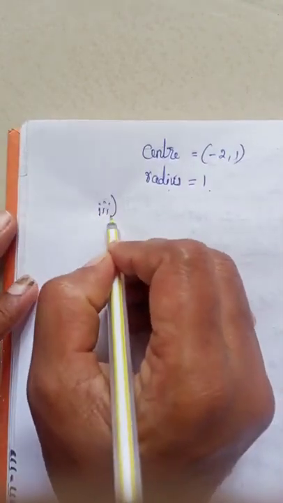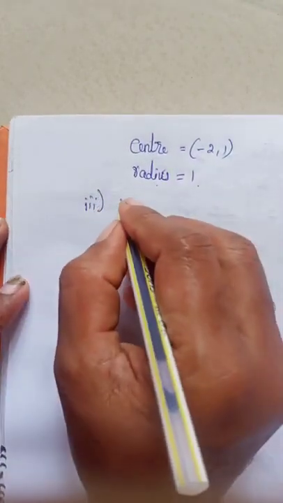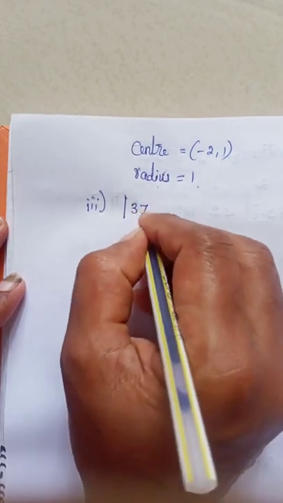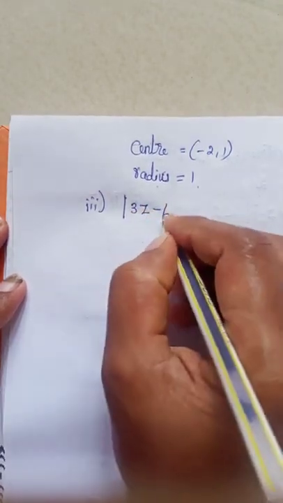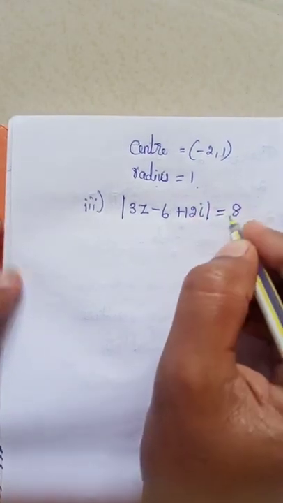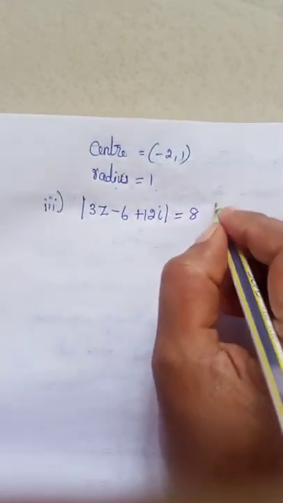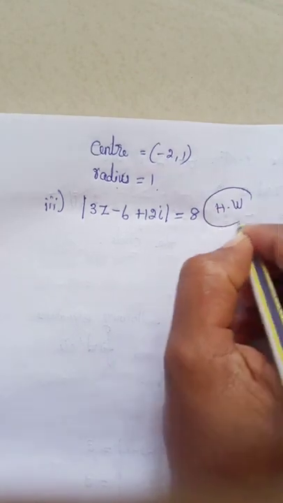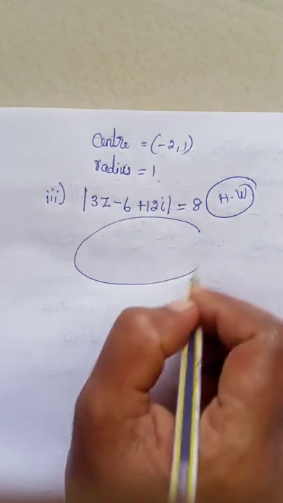Now, subdivision 3, that's modulus 3z minus 6 plus 12i equal to 8. Actually, this is homework for you. This one subdivision alone, it's homework for you. I can give the answer.